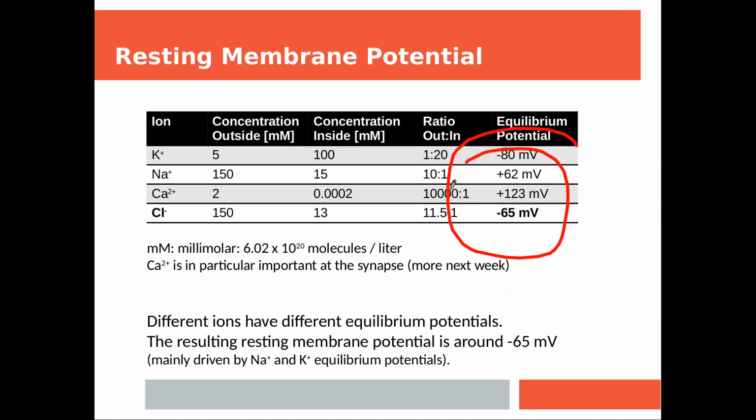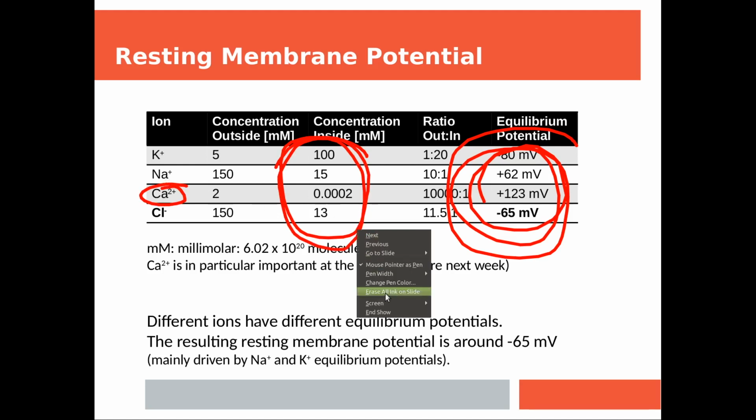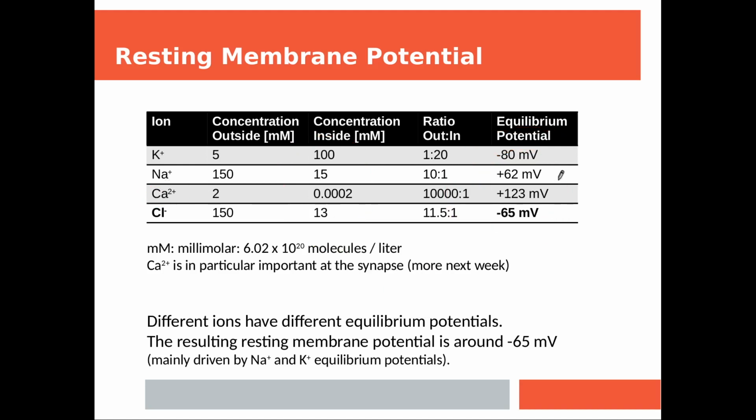So when you add all of these together, taking into account their relative concentrations, so calcium has a very low concentration, even though it has a higher, stronger pull, right? It has low concentration. When you balance all of these, you get about negative 65 millivolts. And the main thing that moves this is sodium and potassium. Those are the main things, right?